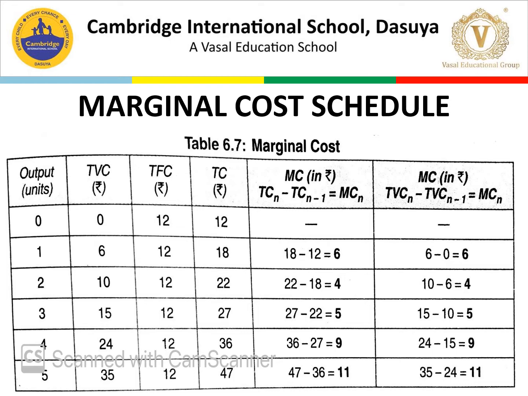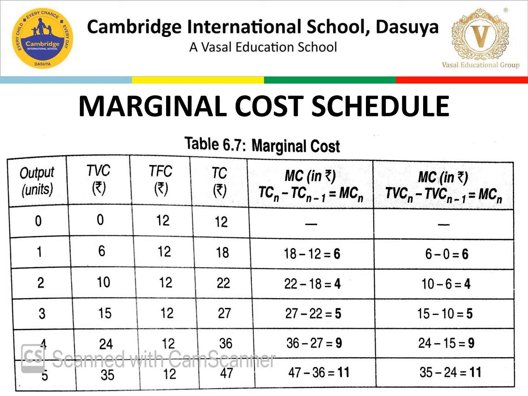Okay? So TCn is 18. 18 minus 12 is 6. Then 22 minus 18 is 4. Then 27 minus 22 is 5. Then 36 minus 27 is 9. 47 minus 36 is 11. So that is what we are doing.